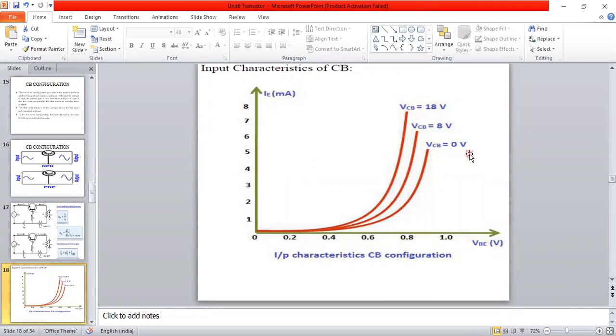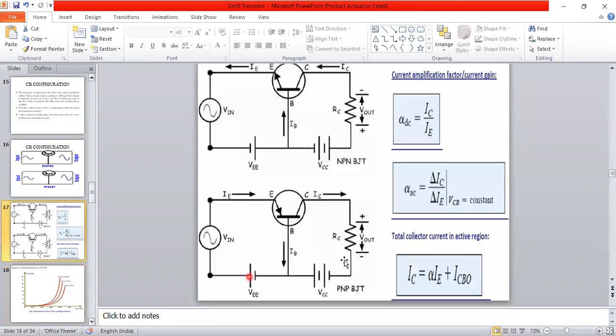At VCB also we are considering this supply. Suppose this voltage is 0 here, there is no voltage at all. Then it is like a straight conductor is there.